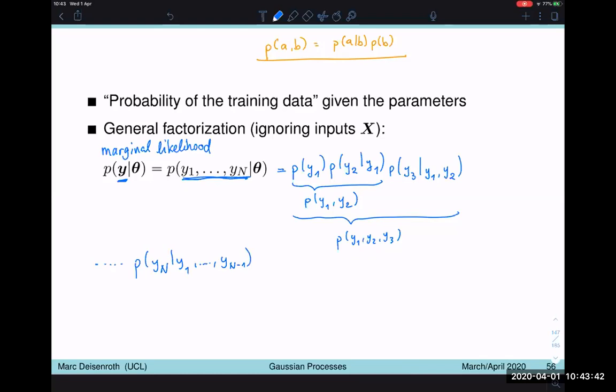Is this factorization clear? Yes, but where's the parameter? Oh yeah, sorry, I keep forgetting the parameters. Thanks for that. P of Y1 given theta, then comma theta, given theta, and that one would also be given theta. Yeah, so that's correct. Sorry about that. The factorization otherwise makes sense.